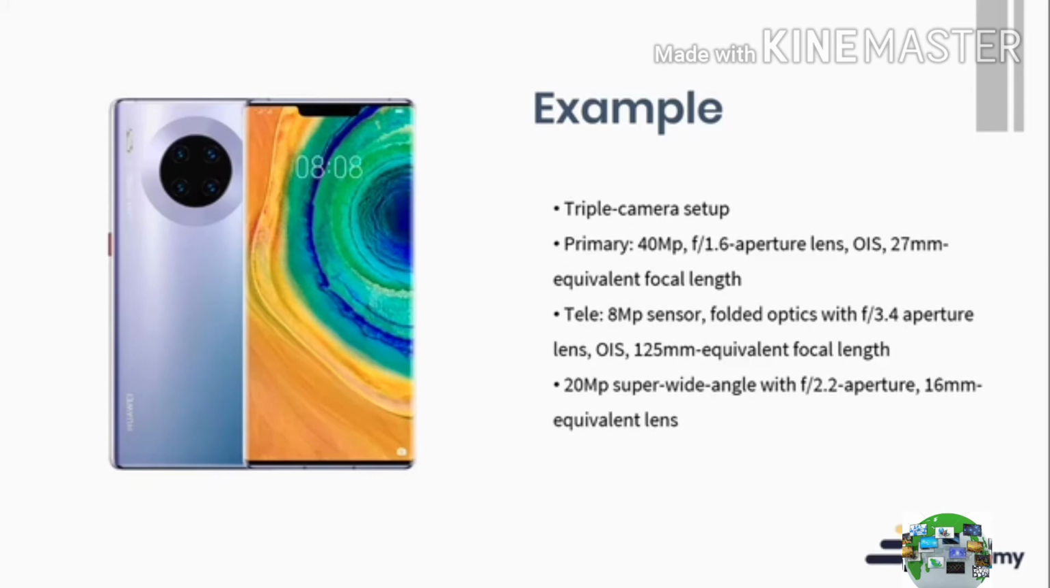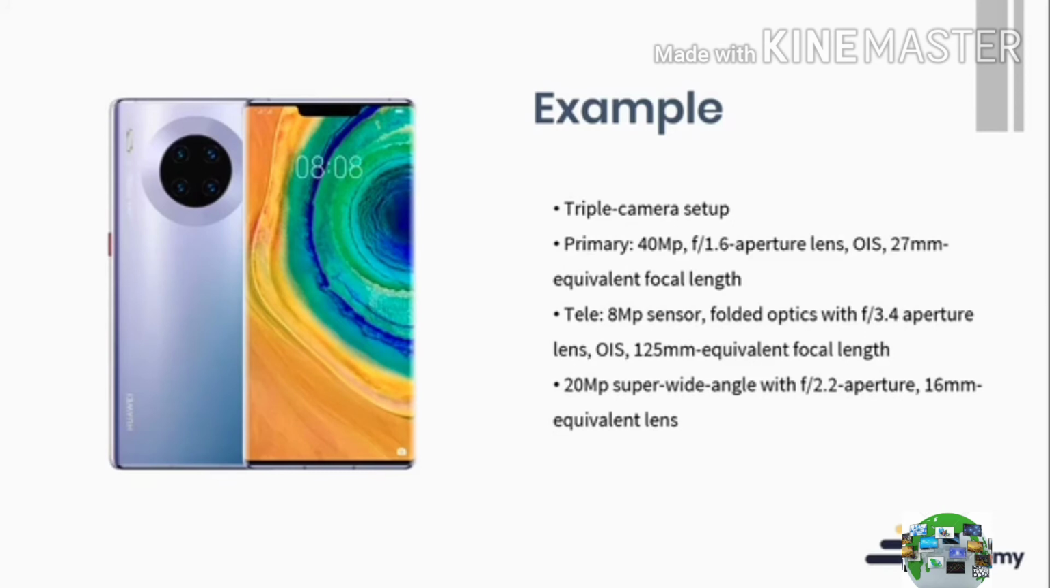Finally then, our super wide, it's 20 megapixels, half the amount of pixels compared to our primary lens, with an aperture of f2.2, quite a standard aperture range, and it's a 16mm, so nearly twice as wide as our 27mm. So again, very, very wide.